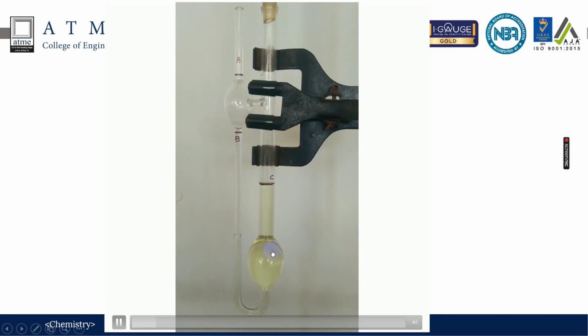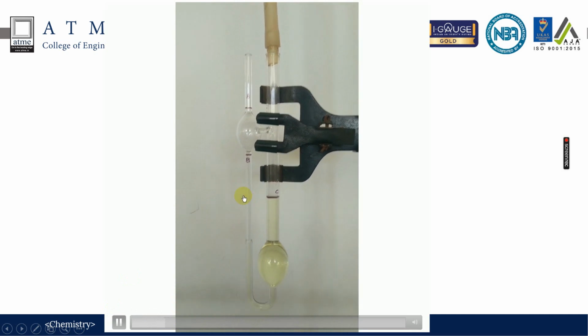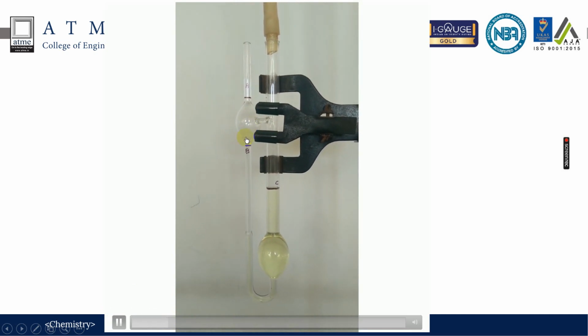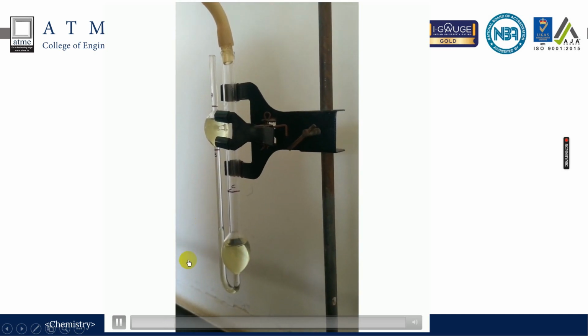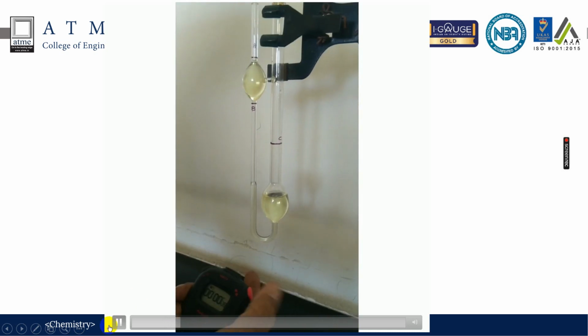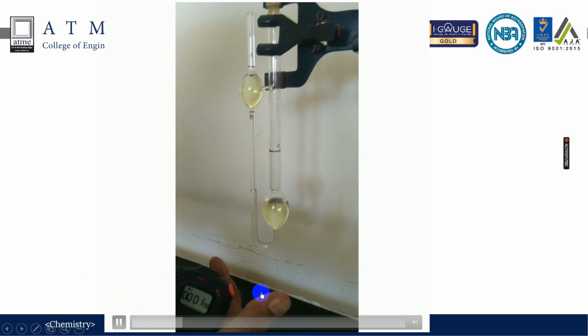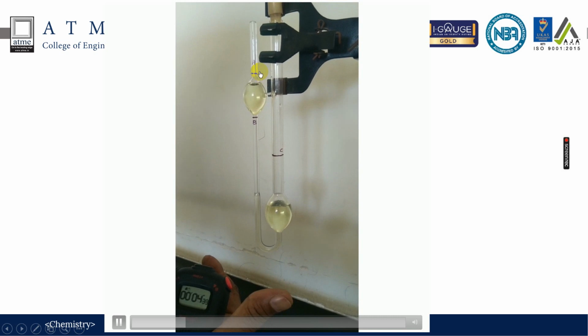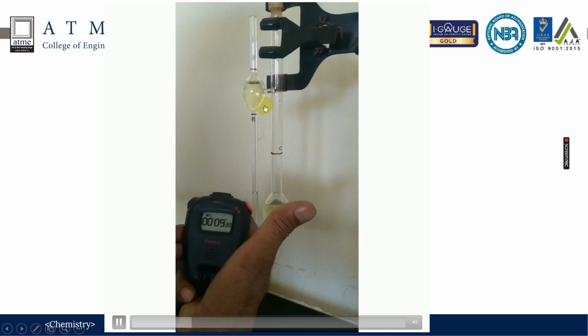So the liquid is allowed to suck till this mark A. You can see the liquid is moving upwards. It fills this bulb. Once it reaches above the point A, put a stopper on when it reaches the point A. Note down the time taken for the flow of liquid between A and B. This is the unit volume, unit area.